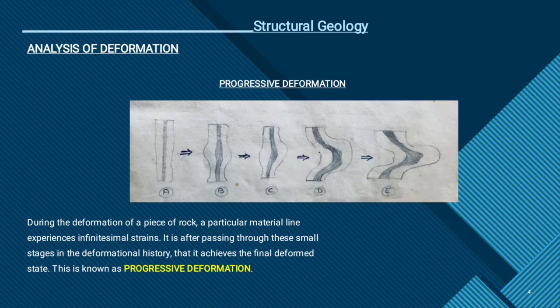This is known as progressive deformation. During the deformation of a piece of rock, a particular material line expands infinitesimally, passing through small stages. Progressive means not by a single shot, but passing through small stages of deformation, one by one. The material line expands after passing through these small stages of deformational history.